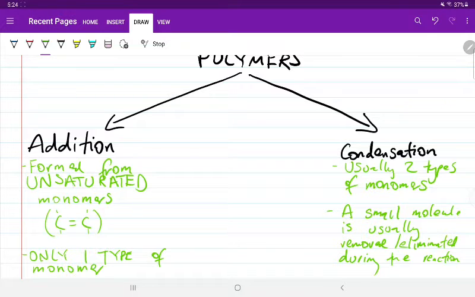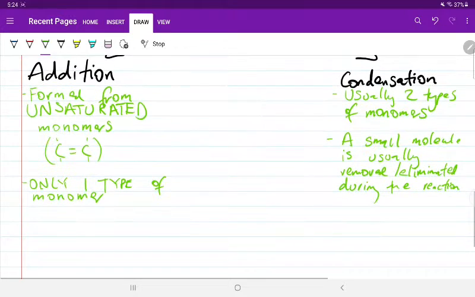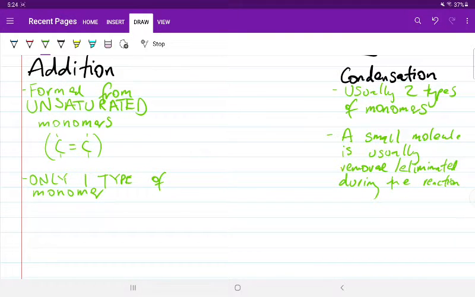Over here, with addition polymerization, there's only one type of monomer. The monomer is an alkene, so that means that it is an addition reaction that's taking place. So the only product of addition polymerization is the polymer. There's nothing else that is being formed apart from the polymer. With condensation polymerization, you have the polymer being formed in addition to some other small molecule, whether water or ammonia. And the reaction that happens is usually called a condensation reaction.